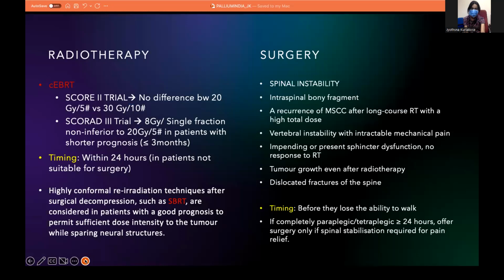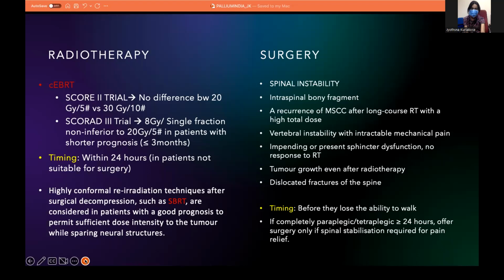So radiotherapy options, you can either go for a conventional EBRT or an SBRT depending upon the prognosis of the patient. So usually you have to refer to the radiation oncologist. You start the steroids and refer the patient to a radiation oncologist. And it should be initiated within 24 hours in patients who are not suitable for imminent surgery. There are trials which show that in patients who have a very short prognosis, like less than 3 months, a single fraction of 8 gray is non-inferior to 20 gray in 5 fractions. In patients who have a good prognosis, options like stereotactic body radiation are considered.